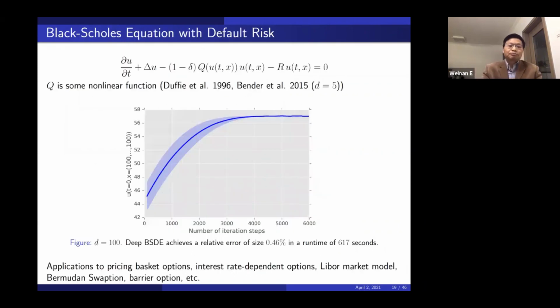Okay, so another example of how this algorithm is applied. It's becoming quite popular on Wall Street, where people use this algorithm to calibrate exotic options. This is the Black-Scholes equation, but a nonlinear Black-Scholes equation, because a cubic nonlinearity that represents some default risk is included. So one can solve these equations in hundreds of dimensions and get good accuracy.